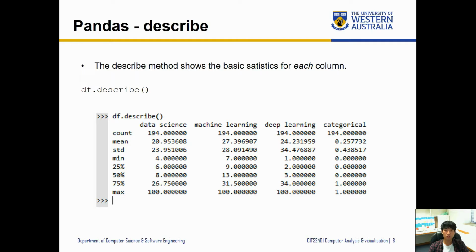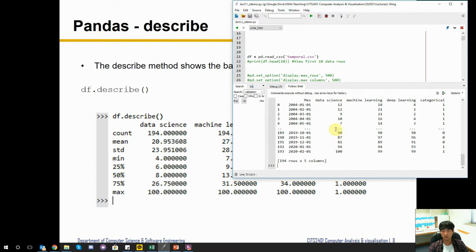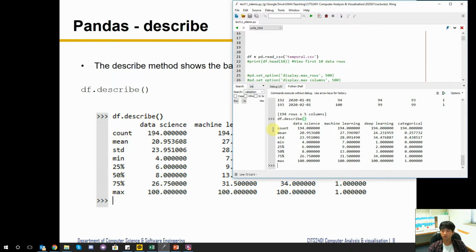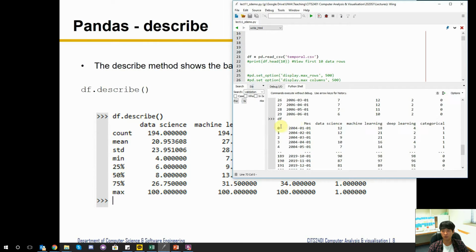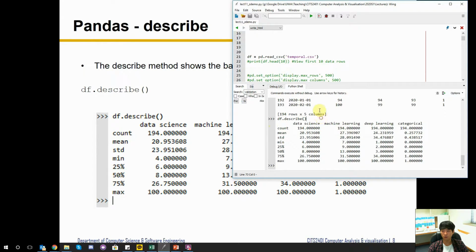So we can use this method called describe, which shows some basic statistics for each column. If you have multiple columns like we have here, like the data science column, machine learning column, deep learning column, and others, then we can use the df.describe method. Then it's going to show us information per column. So each one has 194 counts. As we saw, we have 193, but if we include 0, that's 194.